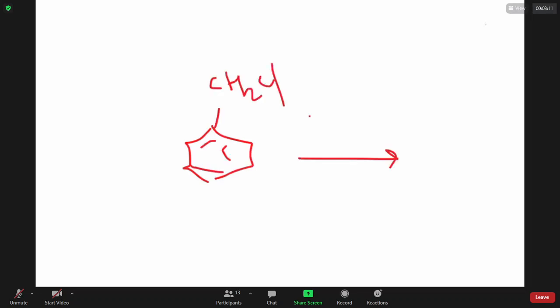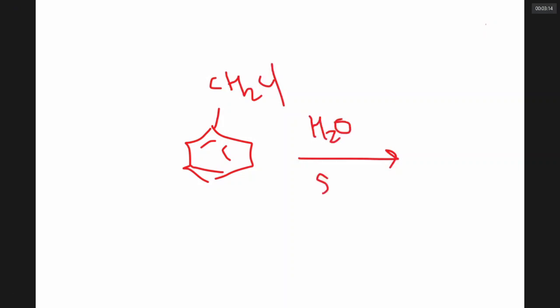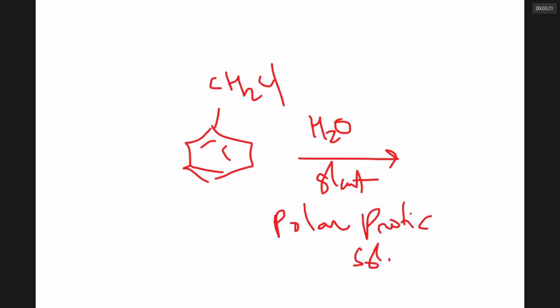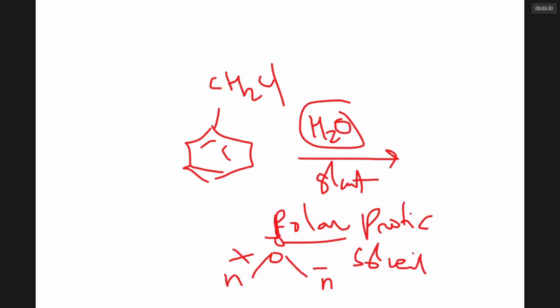This dissociation is helped by a solvent like water. We call it a polar protic solvent. Solvent means the liquid we normally use, and it has a positive pole and a negative pole. Because water has positive hydrogen poles and a negative oxygen pole, it is called polar. Because water is able to give H plus, known as proton, any solvent that can give protons is a protic solvent. So water is a polar protic solvent.